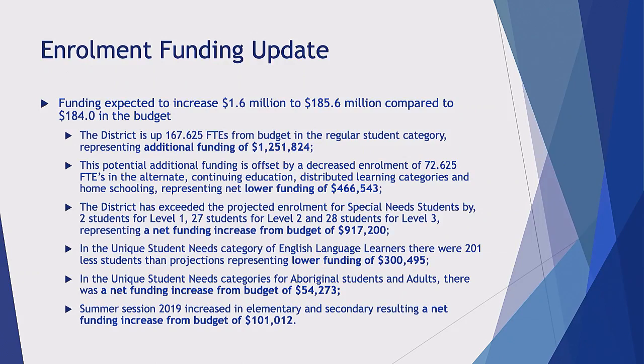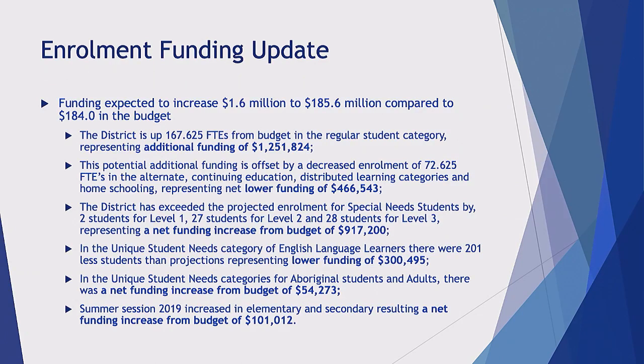The main driver of that increase is the district has exceeded the enrollment projections that we submitted by 167.625 FTE in our K-12 student category, which is just under $1.3 million. That is partially offset by the fact that our alternate programs, the enrollment for those did not actually hit our projection numbers. They were short by 72.625 FTE, so that reduced our funding by just over $466,000.